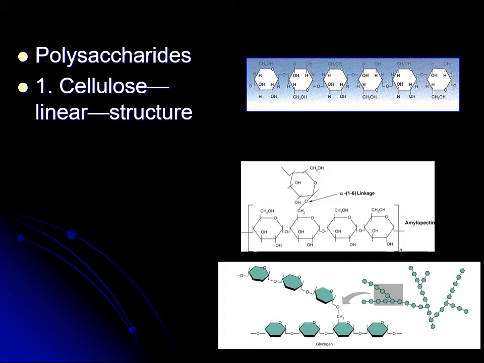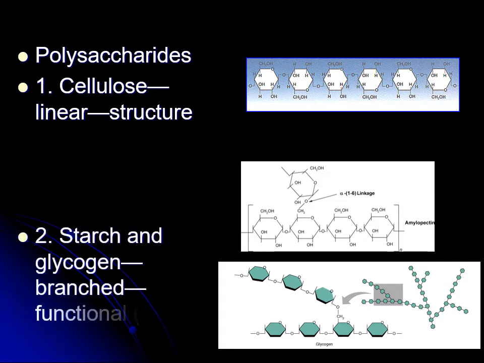Take a look at the middle picture. The middle picture is going to be starch. It's lightly branched. Because it's branched, it's not able to lay down flat. Because it's not able to lay down flat, it has a different purpose. And it is going to be functional. It's going to be used for storage. It's the energy storage for the plant.